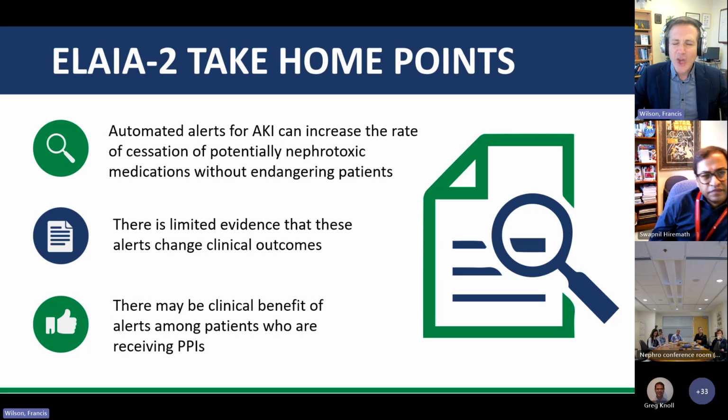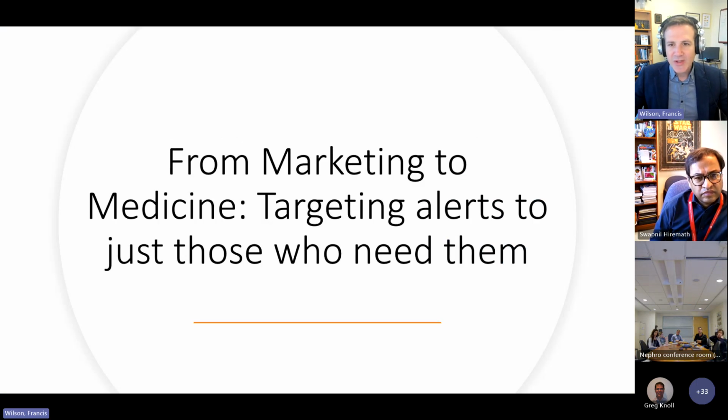Can we target alerts better? And so I wanted to take a minute to talk about a concept which is in the marketing literature known as uplift modeling. I think only people who have an MBA after their name might have heard of this, but in medicine, this is sometimes called individual treatment effect modeling, which makes more sense. But actually, I think it's better developed in the marketing literature. So I want to take a little diversion to talk about how we can better target alerts using data.